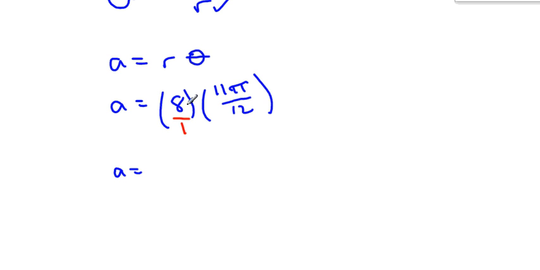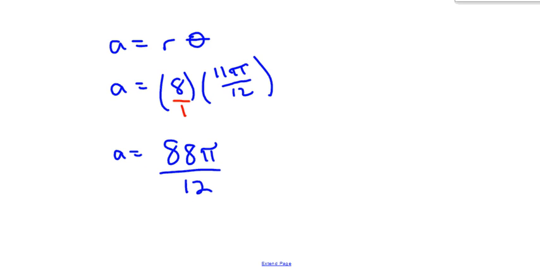So that would just have me do 8 times 11 pi, which is 88 pi, and 1 times 12 is 12. So there it is in exact form, but of course it needs to be reduced. So I would reduce 88 over 12, which gives me 22 over 3. So in this case it would be 22 pi over 3. So that would be my answer in exact form, and my units were centimeters. So the arc length is exactly 22 pi over 3 centimeters.